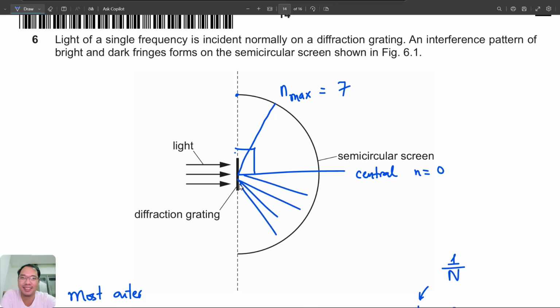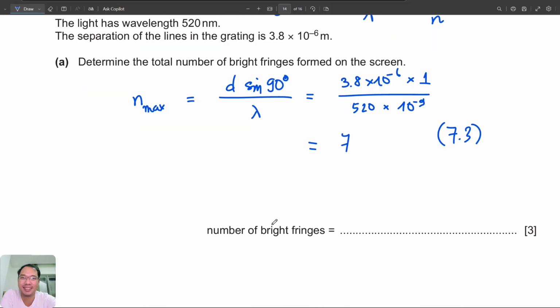7 maxima on the lower part, and therefore the total number of bright fringes is 7 times 2, the top and the bottom added together, 7 plus 7, and then you need to add 1, which is the middle, the central fringe, and therefore the total number is 15. Okay.